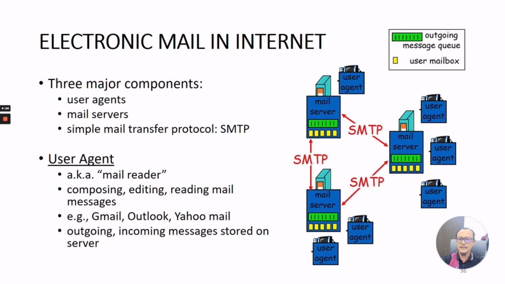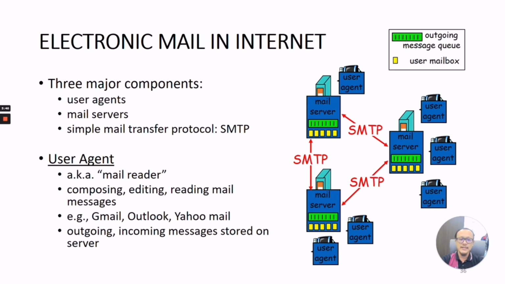Basically there are three major components. First is the user agent, second is mail servers, and third is the protocol itself, which is SMTP. So we look at the user agent first. What is a user agent? It is what we call a mail reader, for example Gmail, Yahoo Mail, and Outlook. Those are examples of the mail reader which we can use to compose, edit, and read mail messages. It uses outgoing and incoming messages stored on the server.